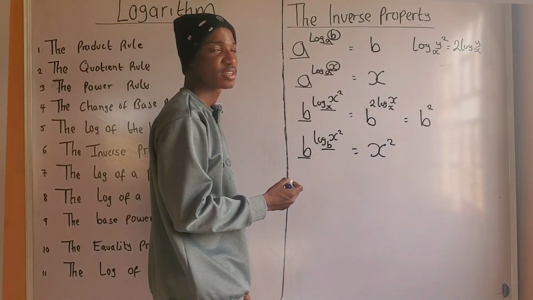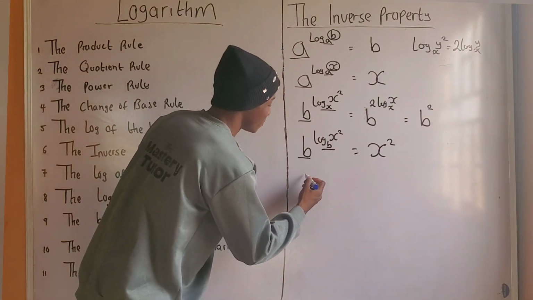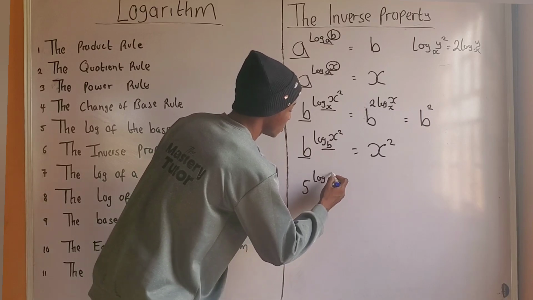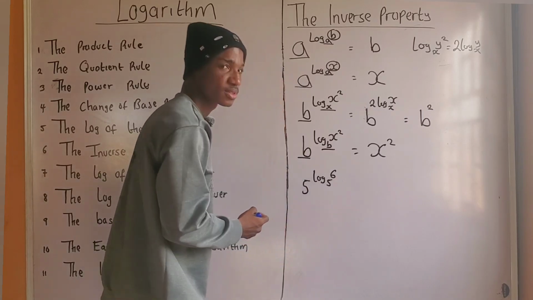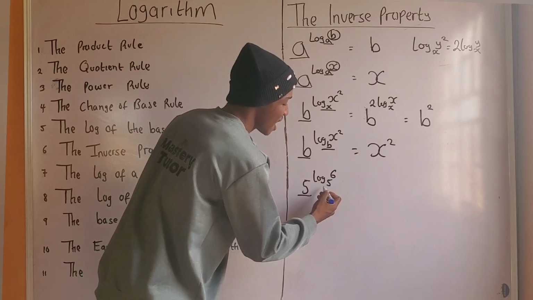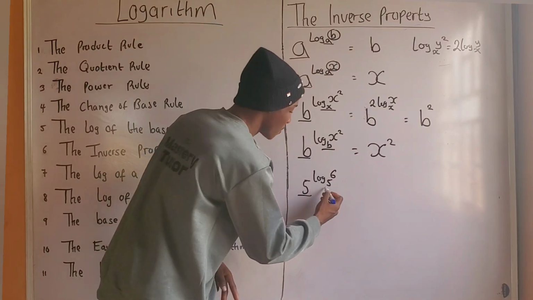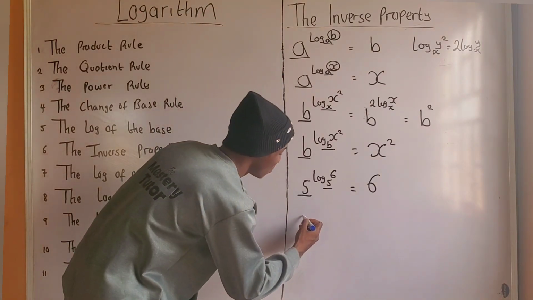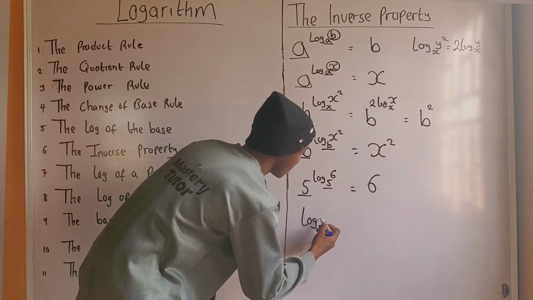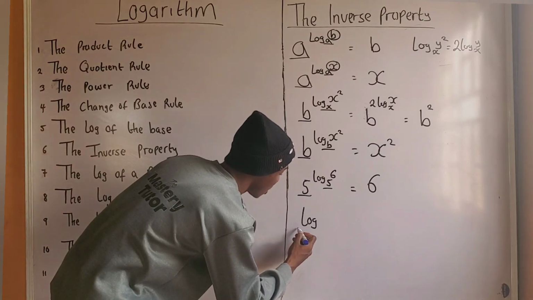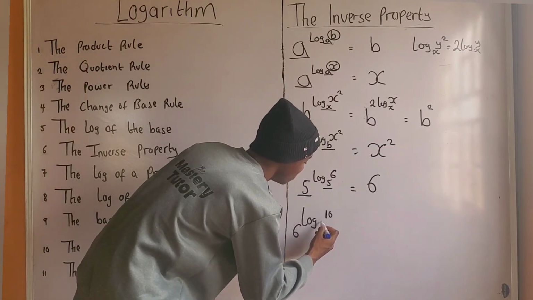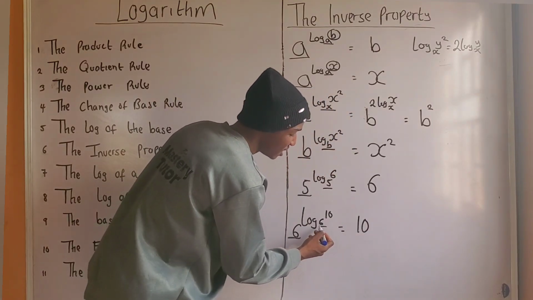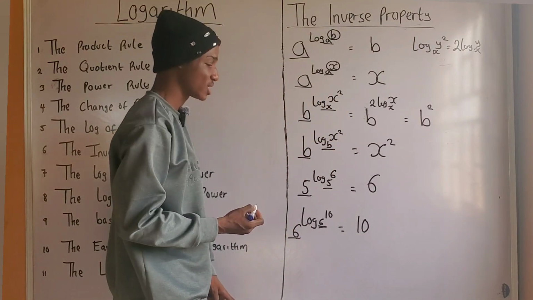Do you understand? Okay. Let's look at another one. Let's say you have 5 raised to the power of log 6 base 5. Because 5 is here and the base of this logarithm is also 5, the result here will be 6. Do you understand? Okay, let's change it. Let's say you have 6 raised to the power of log 10 base 6. The result here will be equal to 10 because what I have here is the same as the base of the logarithm. Do you understand?